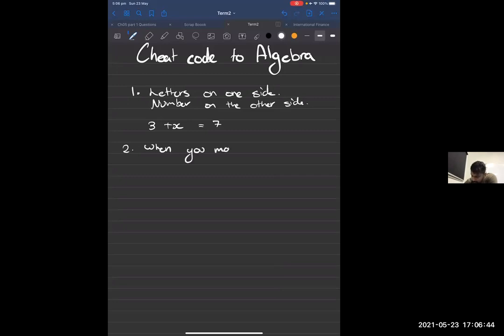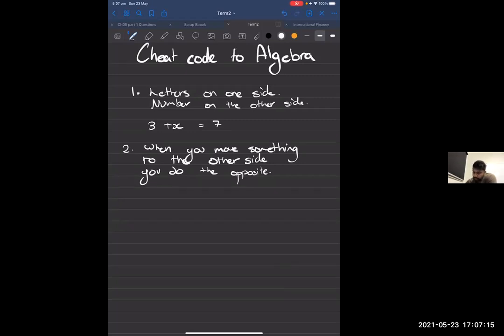Yep. When you move something to the other side, you do the opposite. Oops, my brain's mixing up. I put a U there instead of a U here. All right. Is my handwriting clear?